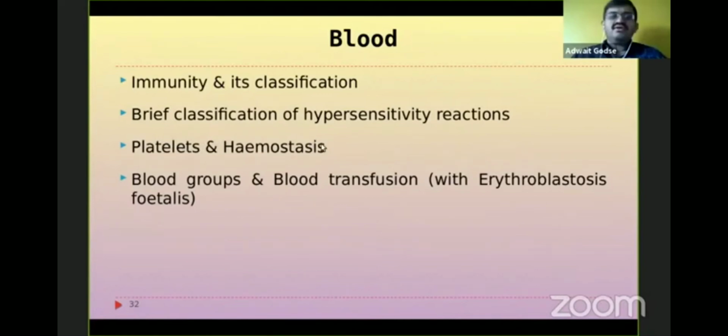Hemostasis, another very, very important topic, mark it very, very important as a long answer question or short answer question. Hemostasis includes both formation of temporary as well as permanent hemostatic plug. And before that, there is vasoconstriction. So, three phases: vasoconstriction, formation of temporary hemostatic plug, and formation of permanent hemostatic plug. Formation of permanent hemostatic plug means the whole cascade of coagulation you have to explain. Then there are blood groups, blood transfusion, very important topic, and erythroblastosis fetalis, a very frequently asked short note.